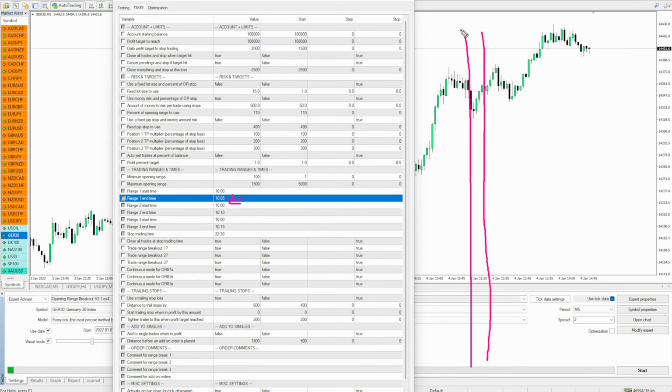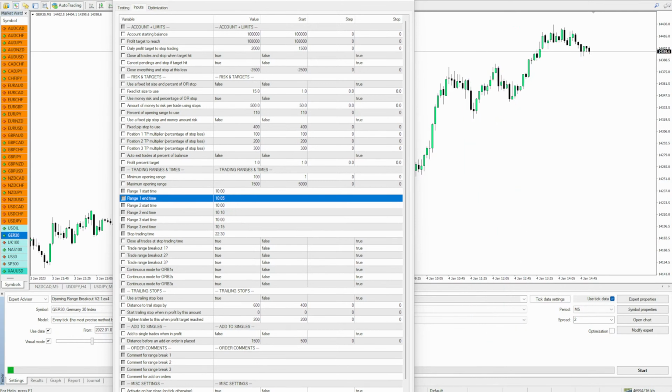My second opening range goes from 10 a.m., when the market opened, to 10:10. And my third opening range goes from 10 o'clock in the morning to 10:15. Those are my three opening ranges.